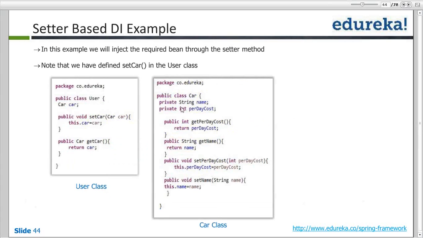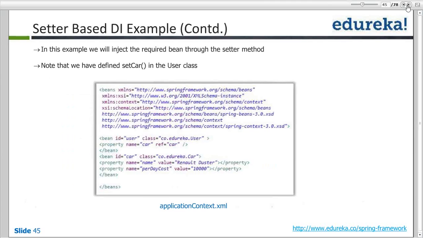And now let's see what this car consists of. The car consists of a name and a per day cost. So here you can see that the property name is equal to name, and then the value, we are directly providing the value here. We are not referencing any other object here. So we just say value is Renault Duster. And the second property name is the per day cost and the value is 10,000. So this is how you create an object in an XML file, and this object will be injected into your Spring application.